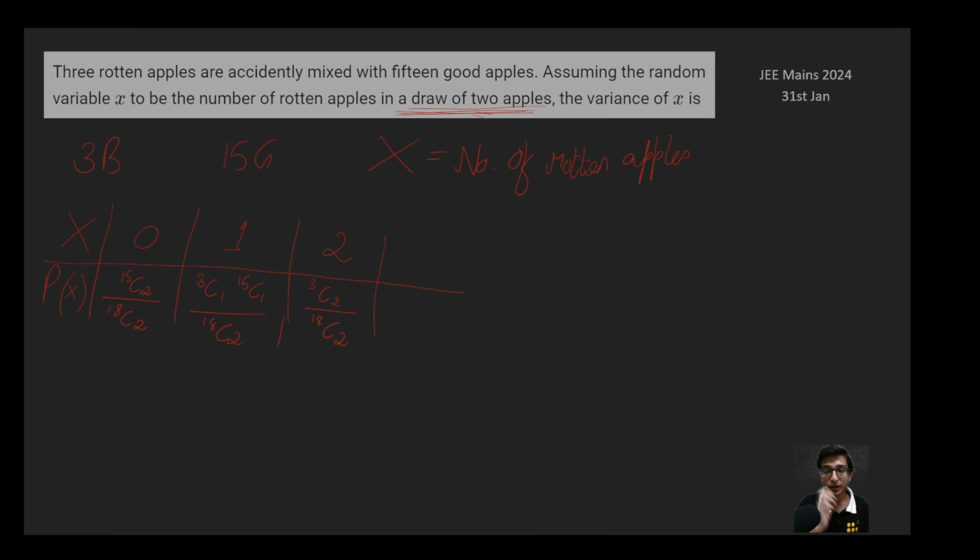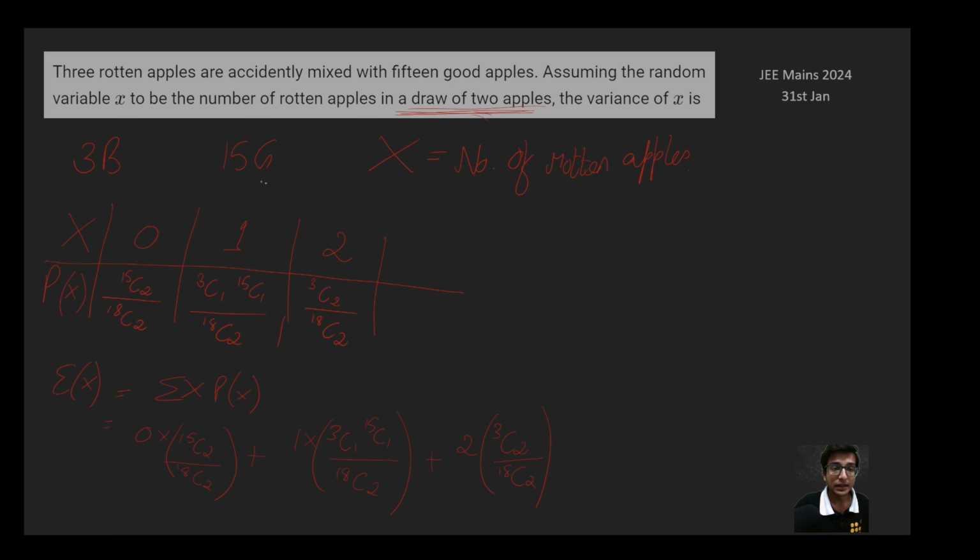Now I have to basically find out the variance. So first let us find out the mean for this equation. It is going to be summation x px. So what do we get? 0 into 15C2 upon 18C2, plus 1 into 3C1 15C1 upon 18C2, plus 2 into 3C2 upon 18C2. So this is going to be my mean. Once I calculate it, what am I going to get after the entire calculation? E of x is going to come out to be 1 by 3. So this term is entirely 0, so this gets cancelled out.